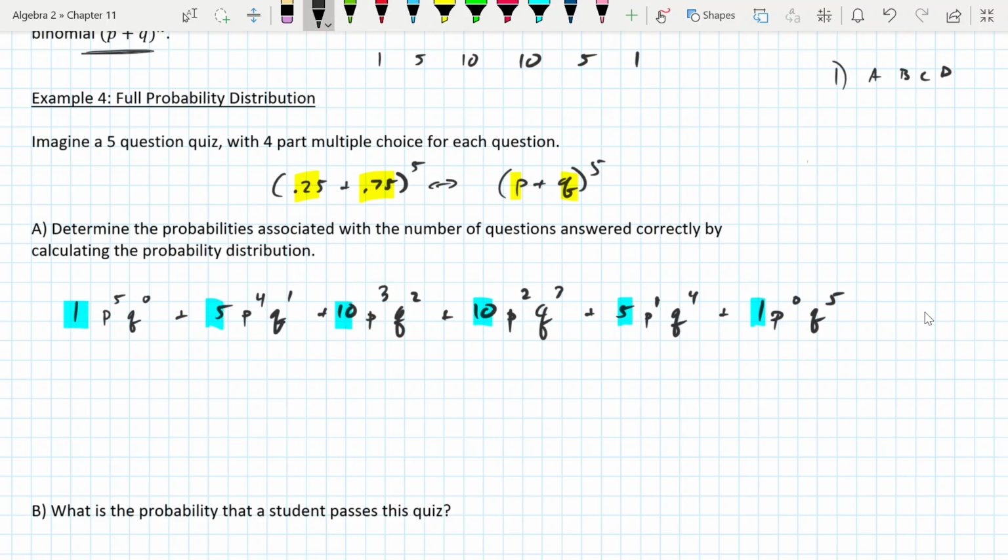So I have 1 times success happening 5 times and failure happening 0 times. 5 times 0.25 to the 4 and 0.75 to the 1. And you're just kind of filling this out now.